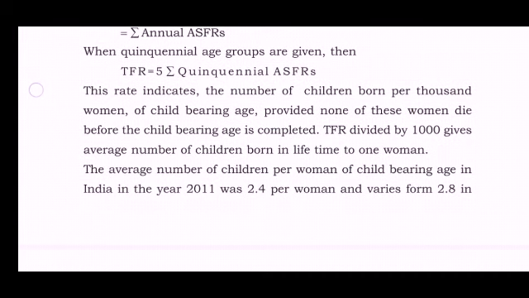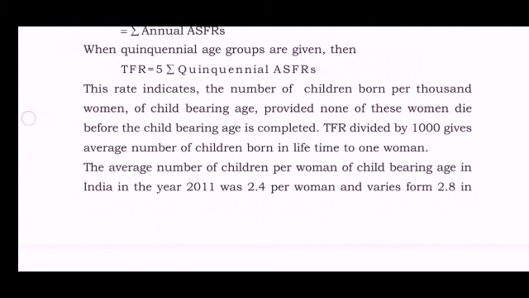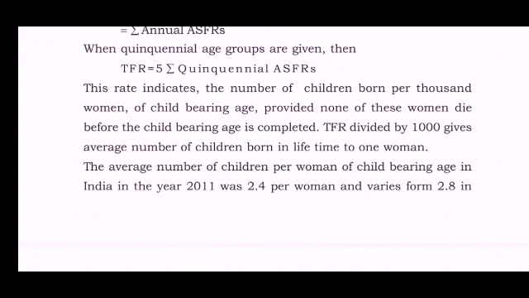You should remember that 5 into summation quinquennial ASFR. 5 is the width of the class. I am repeating it: 5 is the width of the class, and in the same manner 7 classes will be given to you with 5 width, because in the next coming formulas also we get a similar kind of formula where 5 will not be there. So 5 into quinquennial ASFR.